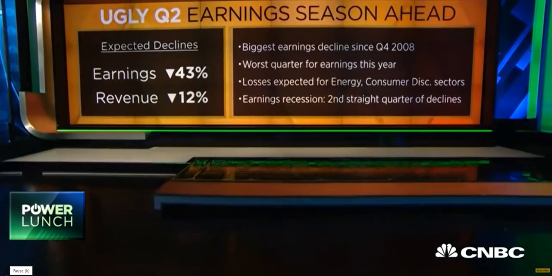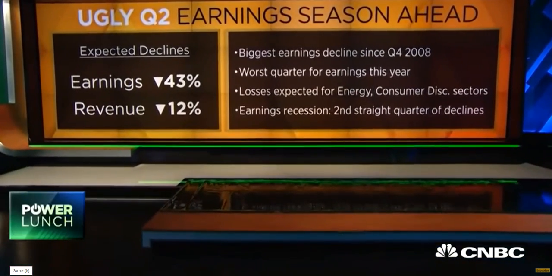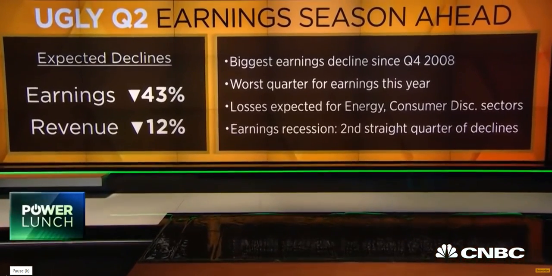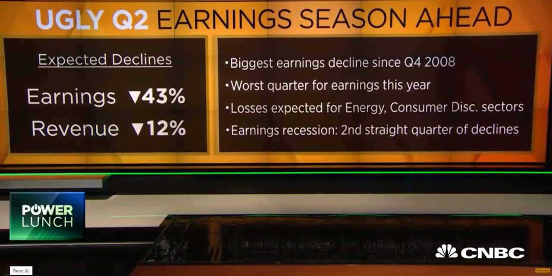Earnings season is going to be the next big hurdle that this market has to jump. Q2 earnings estimates are on track for their biggest decline since fourth quarter of 2008. And it's going to be the second straight quarter of declines that we're going to see. Let's bring in a couple of investors on this. David Katz, Chief Investment Officer with Matrix Asset Advisors, and Dan Suzuki, Deputy Chief Investment Officer with Richard Bernstein Advisors. Good to see you both. Thanks for joining us today.